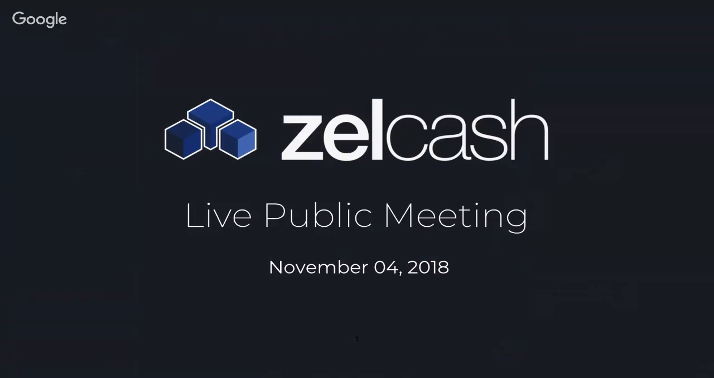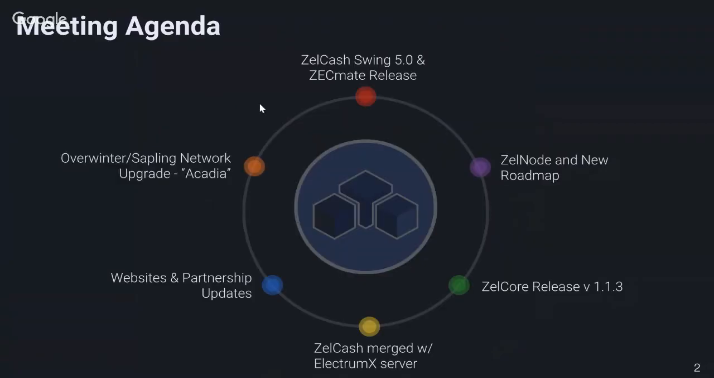So Daniel and I will be walking through the ZelCash Swing Wallet and ZECmate Zcash wallet updates and releases. We'll be talking about the next network upgrade, which will include Overwinter and Sapling upgrades, and the ZelNodes roadmap progress for Testnet. We'll show you individual items of what each module is getting built, to just be fully transparent on what's going on. New ZelCore release that was released a couple days ago. Got an update for the websites and the partnerships that we've added recently.